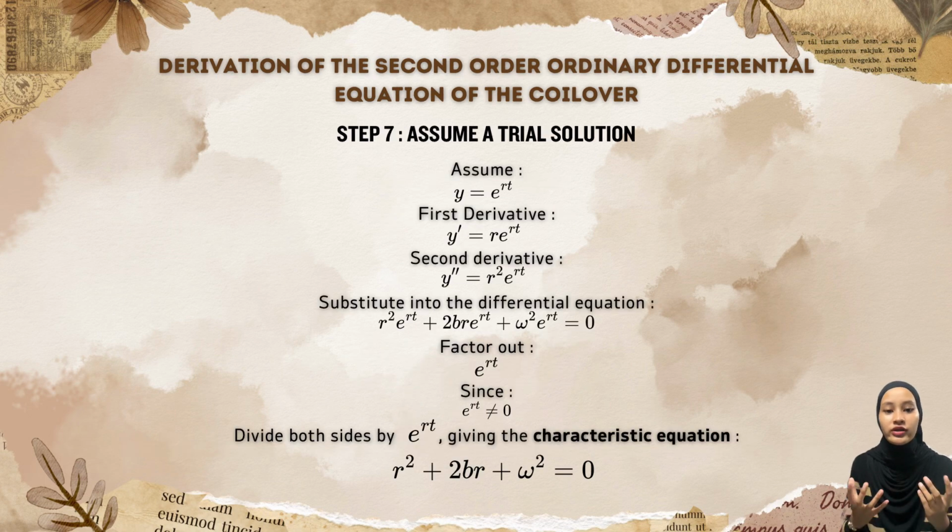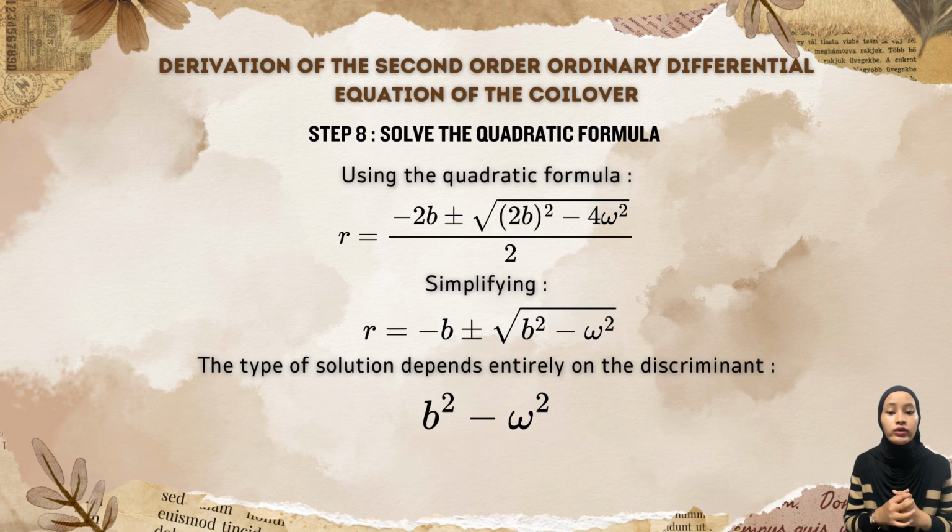In step 7, we will assume a trial solution where y is equal to e^(rt) and find the first and second derivative, and then substitute into the differential equation and factor out e^(rt). Since e^(rt) is not equal to 0, we will divide both sides by e^(rt), giving the characteristic equation like this. In step 8, we will solve the quadratic formula, and by simplifying it, we will get r equal to negative b plus minus the square root of b squared minus omega squared.